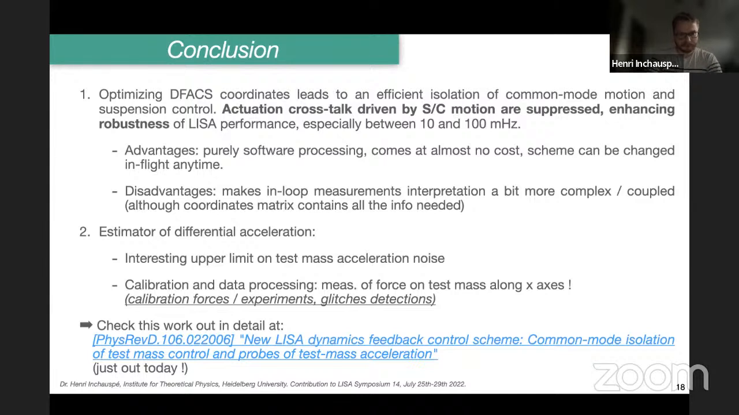About the estimator of the differential acceleration, it puts a very interesting upper limit on your performance of the test mass acceleration for both axes here, and it's also a very interesting estimator for calibration and data processing. If you want to measure a force you're injecting on one axis, or if you want to detect a glitch, for instance, it could be very interesting to have this new observable.